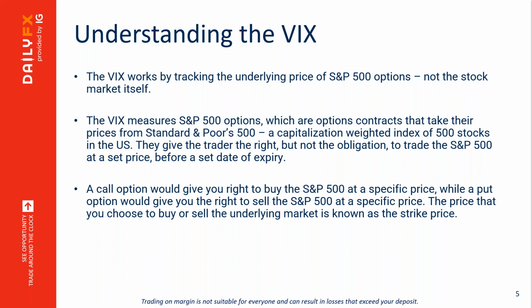So why do we care about this? Well, it's not tracking the stock market itself. We're talking about the underlying price of S&P 500 options. And these options contracts, they do take their prices from the S&P 500, which is a capitalization weighted index of 500 stocks in the US. Now, options give a trader the right, but not the obligation, to trade the S&P 500 at a set price before a set date of expiry.